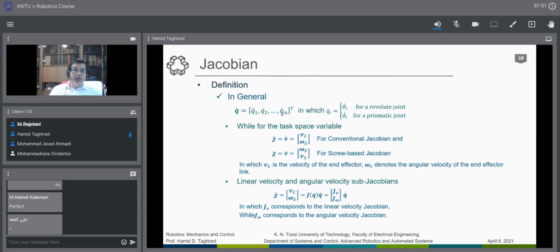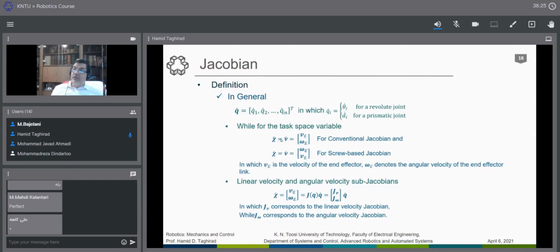If we have a fully actuated manipulator, with 6 for example, then the velocity and angular velocity of the task space variable, chi dot, as we discussed last term, we call it V dot or chi dot. Chi is better because it is not a 3 by 1 vector, it is a 6 by 1 vector. Usually we have 6 degrees of freedom for a general manipulator.